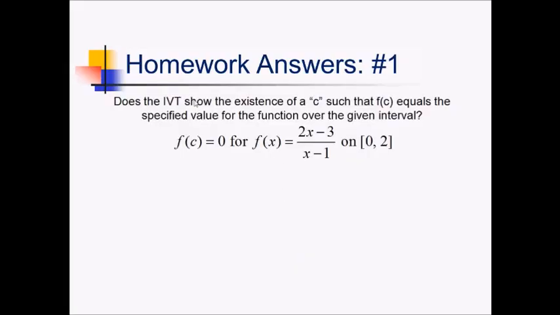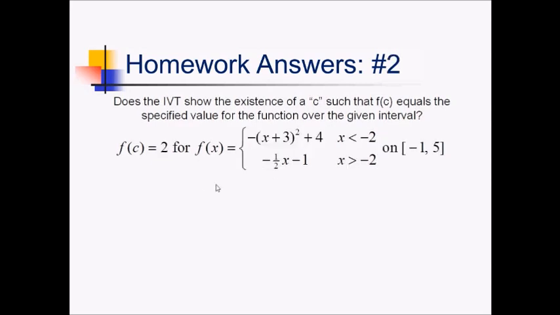For this problem, we're asking if the IVT shows the existence of a c such that f(c) equals 0 for this function on the interval from 0 to 2. With IVT, we always have to double check to make sure we have continuity for this function on the interval. So between 0 and 2, are there any discontinuities for this function? Well, there are. At x equals 1, we have an infinite discontinuity. Since we have a discontinuity on the interval, the IVT can't guarantee anything and does not apply on this problem.